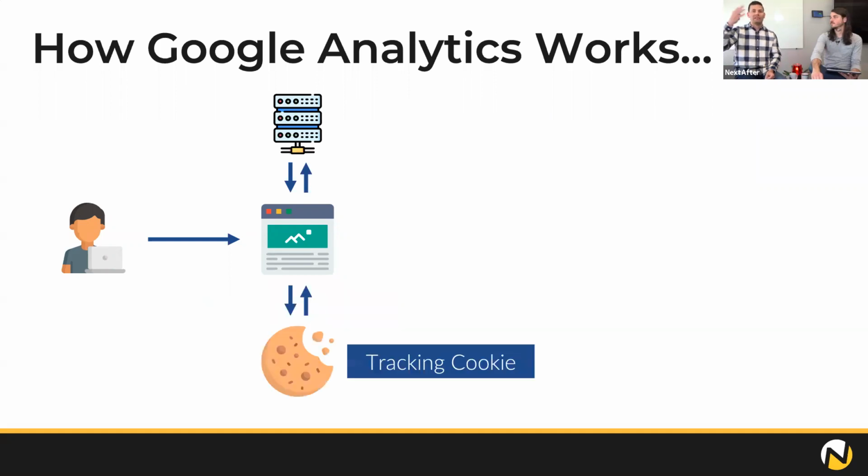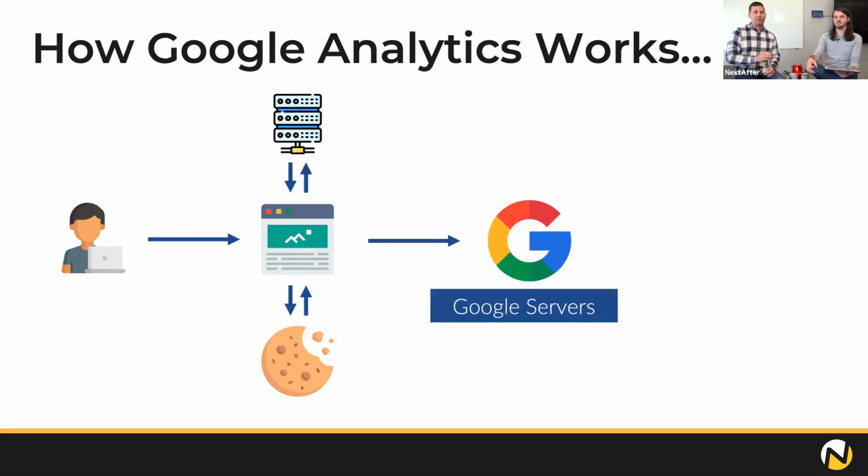Then, once it gets the files back, it usually sets what's called a tracking cookie. It basically keeps a reminder so it knows who you are. That way, when you go to the next page, it remembers where you came from, a little bit of information. Cookies are starting to get phased out for privacy reasons, but this is still the primary way that Google works on the first visit. Then if you're tracking with Google Analytics, the next step in the process is to send that information to Google servers.